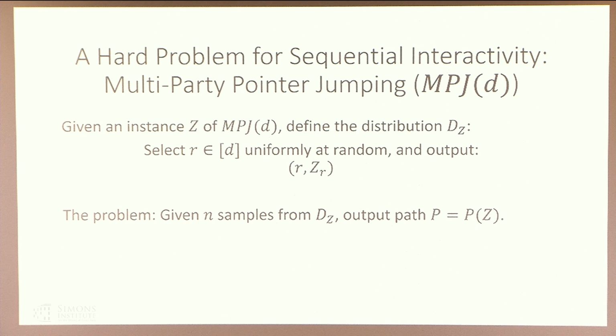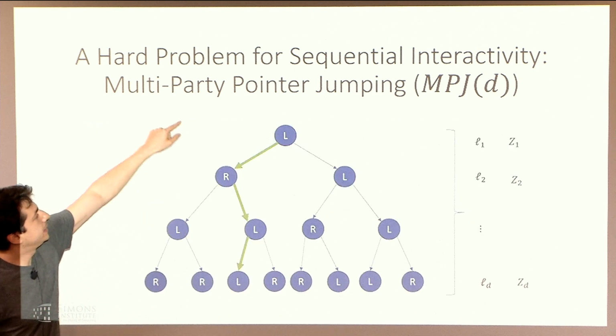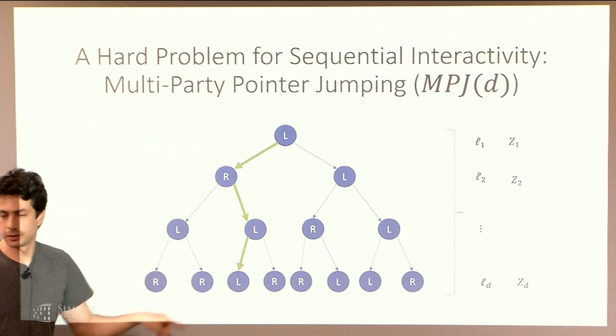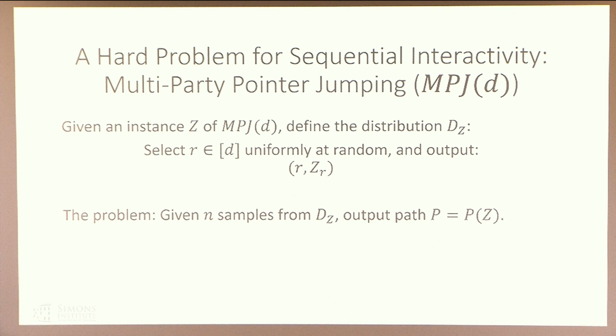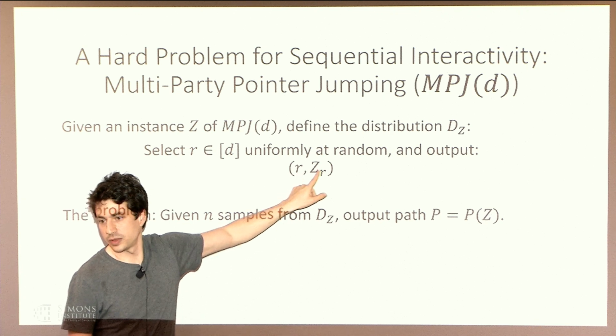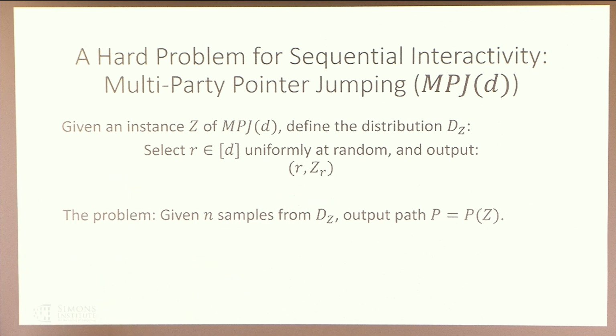Okay. Now, I want to turn this into a problem that we can ask a locally private protocol to solve. So let me define a distribution from which people are going to be drawn. Okay, so given an instance Z, the labelings, I'm going to define the following distribution. First, select a level of the tree uniformly at random. Then output the data point that is the pair: the level of the tree and the labels for that level of the tree.